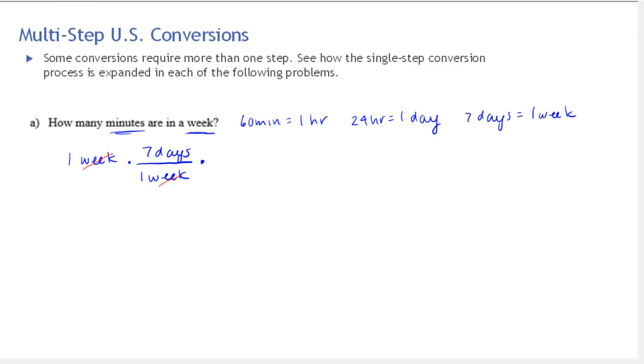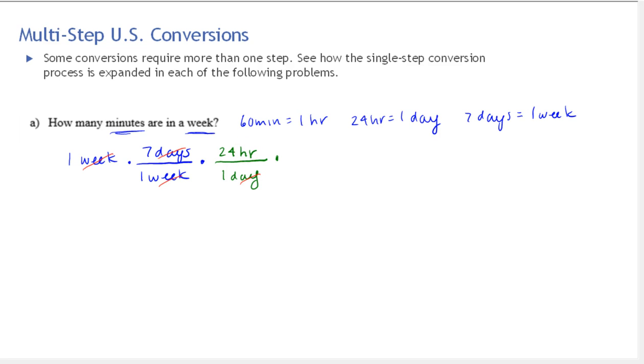Let's do that in a different color. 1 day is 24 hours. So I want days to cancel, so 1 day is going to go down here, and I want to have hours. Now keeping track of my units, notice the days cancel, and I'll be left with hours.